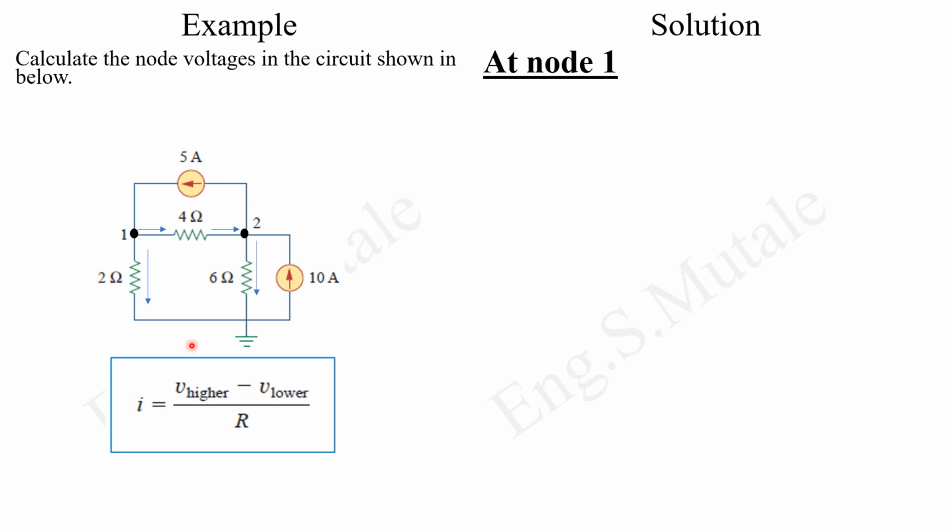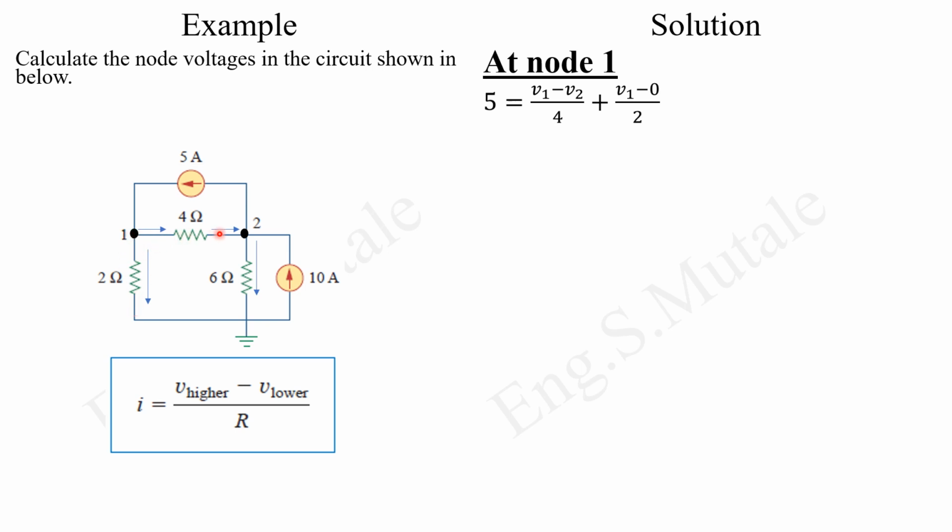So if you look at node 1, which is this one here, we're going to apply Kirchhoff's current law, which says that the summation of currents entering a node is equal to the currents leaving that node. At this point, you've got the 5 amp, the one entering there. So the summation of currents entering is equal to the currents leaving. Those leaving are this one and that one.